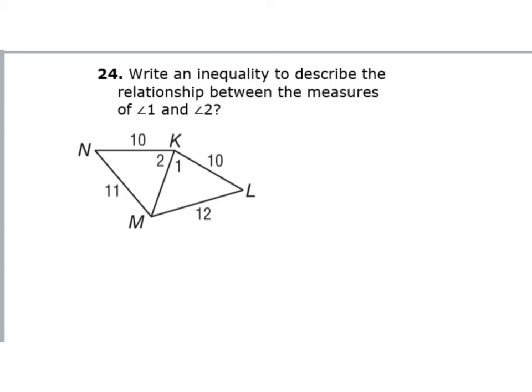Write an inequality to describe the relationship between the measures of angle 1 and angle 2. So just like last time, I can see I've got a 10 that matches a 10, and I've got a reflexive side, and here's my included angles. I want to know which included angle is bigger or smaller. But before, what we did is we looked across from the bigger angle and across from the smaller angle to find the bigger or the smaller side. I can see the 12 is the bigger side and 11 is the smaller side. So that tells me that angle 1 must have been bigger or greater than angle 2.